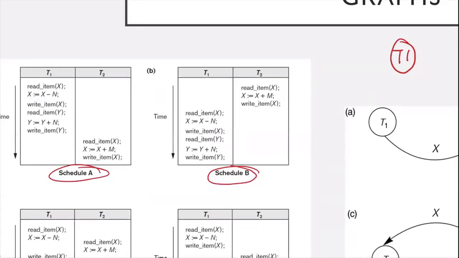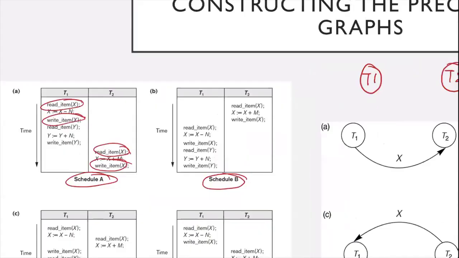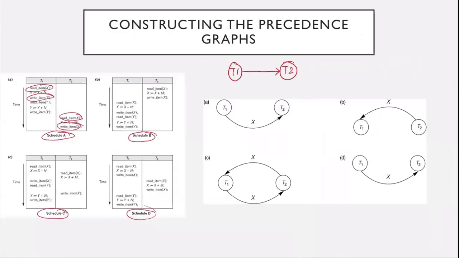Here you can see data item X is the one which is common between T1 and T2. Y is only read by T1, so there is no issue here. So does T1 perform a write or a read before T2 does a write or a read? Yes, this one and this one. So T1 does a read and a write before T2's read and write. So we will draw an edge from T1 to T2 and label it with the data item which is being read, so X.